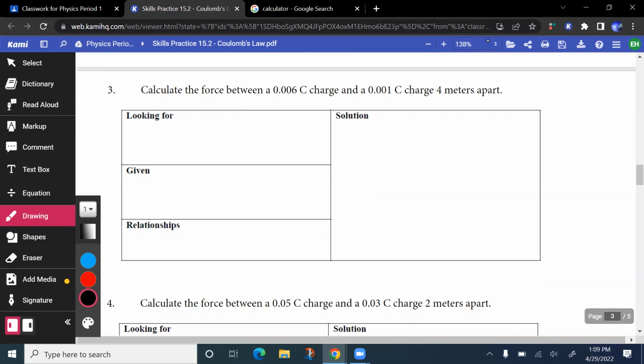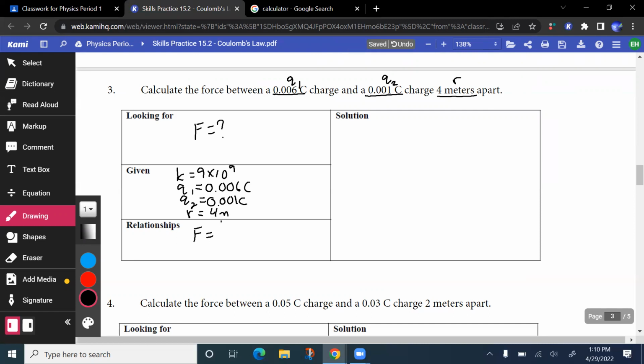Okay, number 3. Calculate the force between a 0.006 Coulomb charge, that's charge 1, and a 0.001 Coulomb charge, that would be charge 2, separated by 4 meters. You're again looking for force. You're given K, 9 times 10 to the 9. You're given Q1, 0.006 coulombs. You're given Q2, 0.001 coulombs. And you're given R, which is 4 meters.